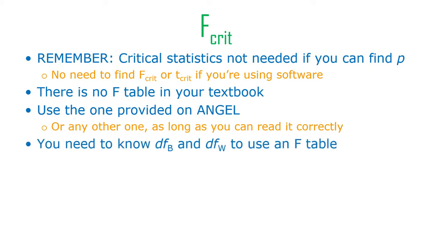You need to know two things to read an F table. You need to know degrees of freedom between and degrees of freedom within. Now, degrees of freedom between is the numerator of the F ratio. So it's the degrees of freedom that go with the between subjects sum of squares, the source of variance. And degrees of freedom within is the denominator. So it goes with the within subject source of variance. So in our case, it's going to be 2 and 6.